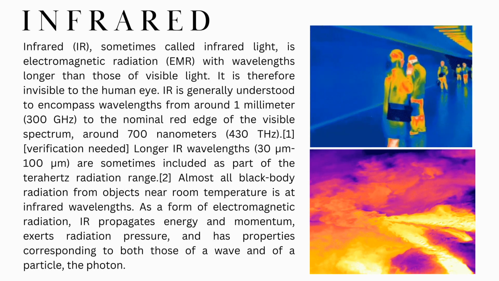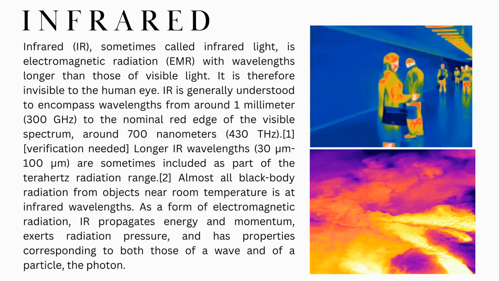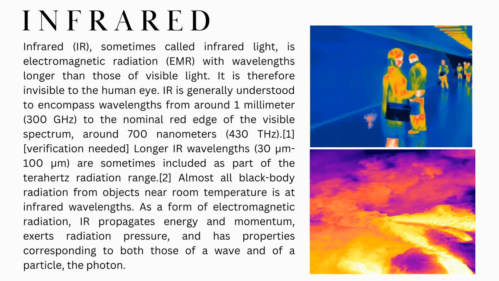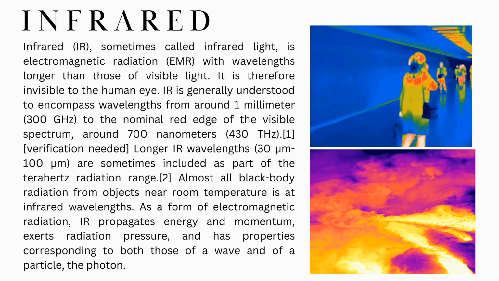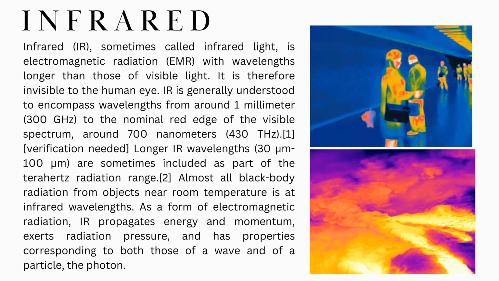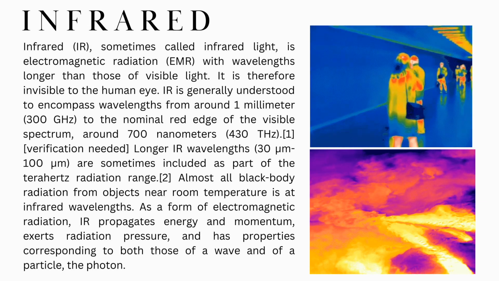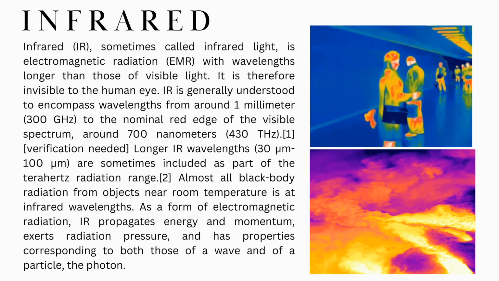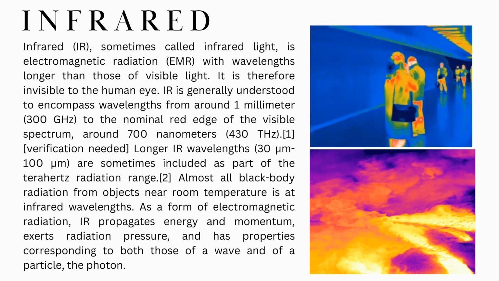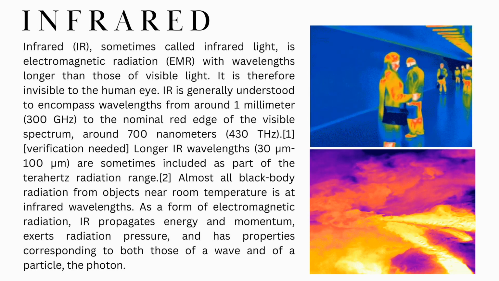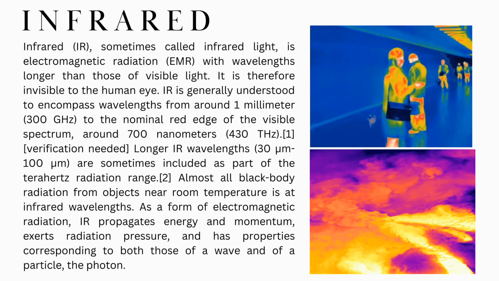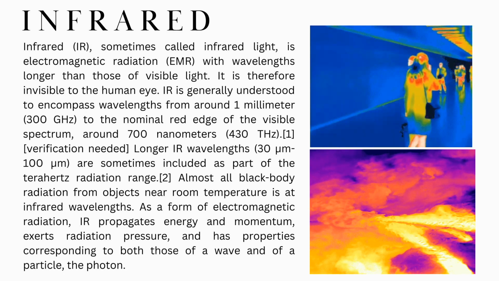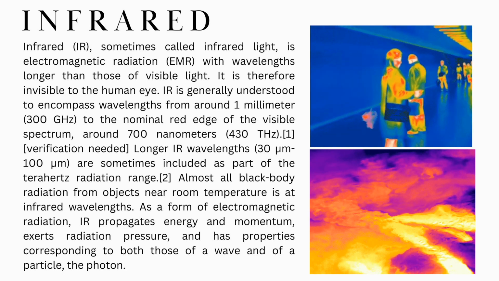Infrared, sometimes called infrared light, is electromagnetic radiation with wavelengths longer than those of visible light. It is therefore invisible to the human eye. IR is generally understood to encompass wavelengths from around 1 millimeter to the nominal red edge of the visible spectrum, around 700 nanometers.